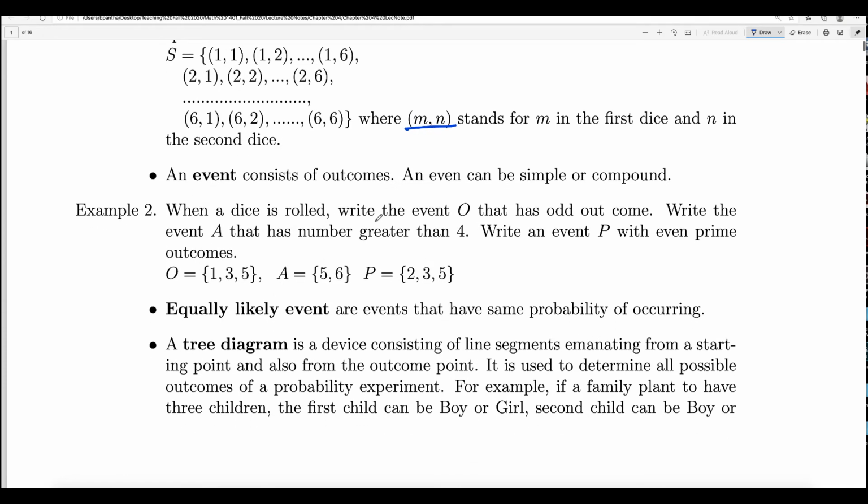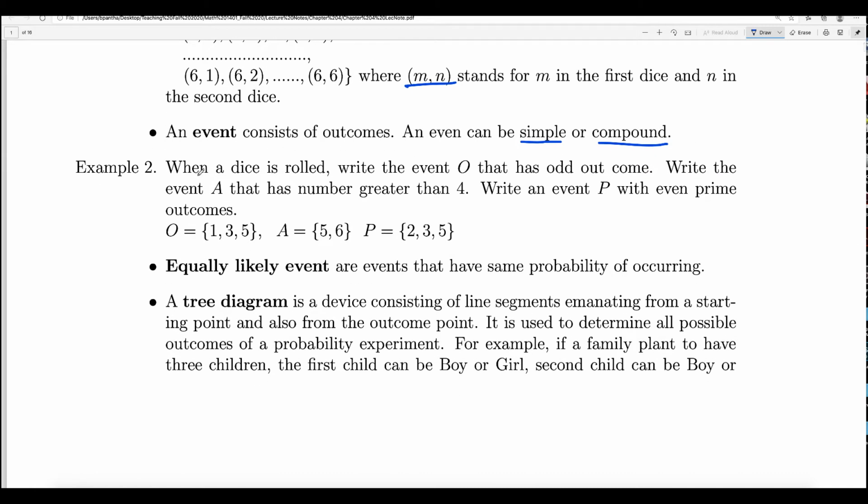So an event consists of outcomes. An event is basically a subset of the sample space. An event can be simple or compound, meaning an event is called a simple event if it has only one outcome, and a compound event if it has more than one outcome. So an event consists of outcomes from the sample space. It may have only one outcome or more outcomes from the sample space.